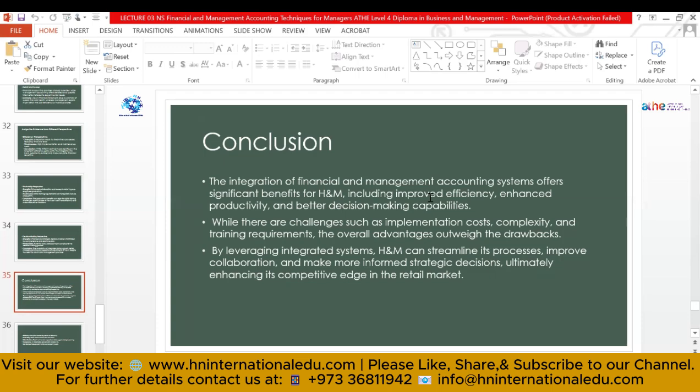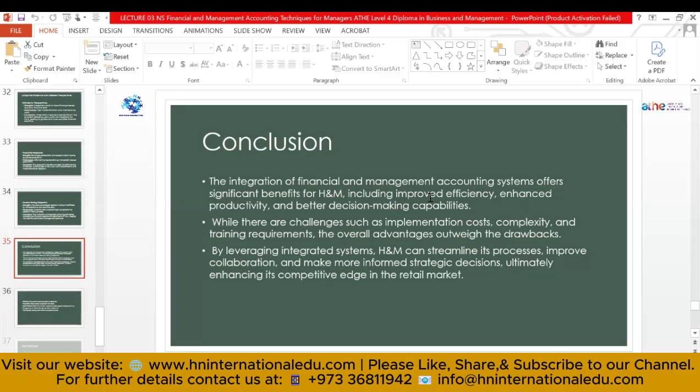By leveraging an integrated system, H&M can streamline its processes, improve the collaboration, and make more informed, strategic decisions, ultimately enhancing its competitive edge in the retail market. And what happens when you work on every ground in detail and depth? You're able to thrive in the industry more and you're able to produce innovative benchmarking products. That is called the competitive edge. You are having something unique with yourself.